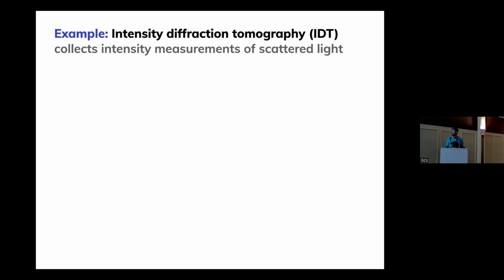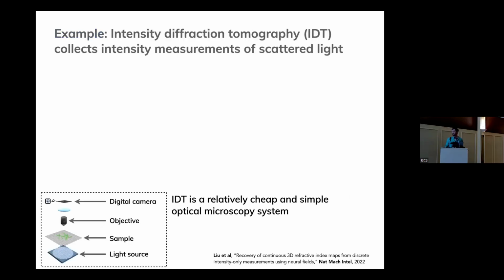So let me explain. It's intensity diffraction tomography. So it's a microscopy setup, and I'm going to show you some results with IDT later. It's a very cheap or simple microscopy setup where we have an LED array. That's our light source. You put a sample, there's an objective lens, and everything goes through and finally is collected on a digital camera. So a relatively straightforward thing.